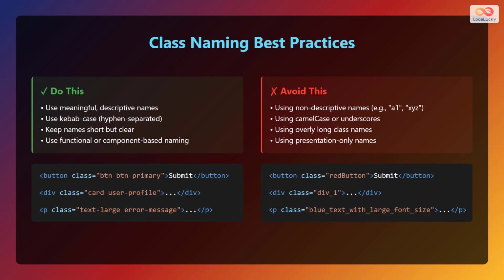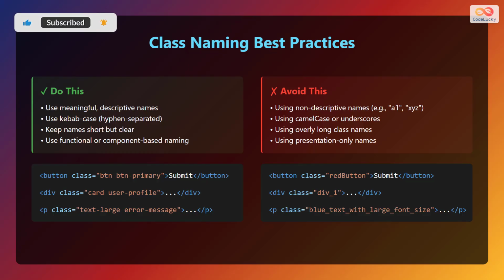Use functional or component-based naming to reflect what the class does or what component it represents. Here are some examples. The first example is the class name btn, short for button, and btn-primary for a primary button. The next example shows the class name card for a card component, and user-profile for a specific user profile card. The final example is the class name text-large for large text and error-message for an error message. Now let's discuss what to avoid.